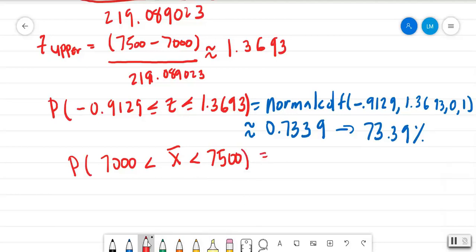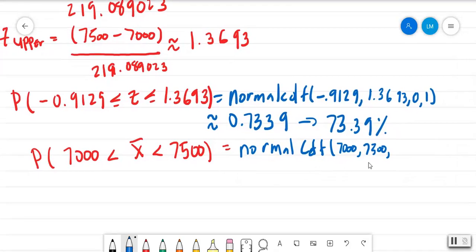is equal to normal CDF, and then we just put the 7,000, the 7,500, and now instead of putting the mean to be 0 and 1 respectively for the mean and the standard deviation, we're going to put that the mean was 7,200, and then the standard deviation was 219.089023.